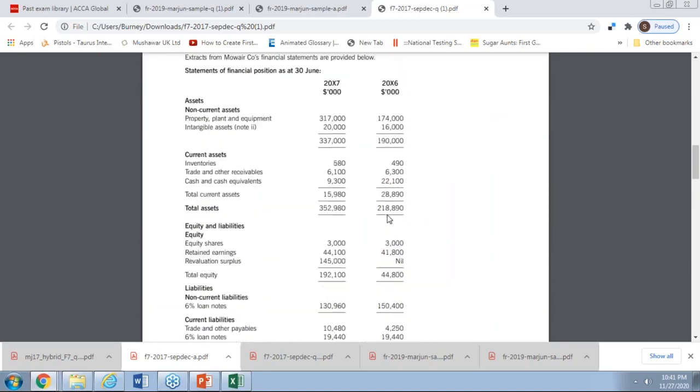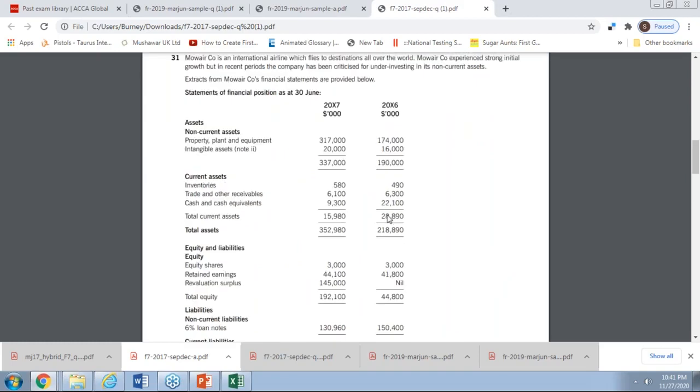Okay, let's start, and you have to identify the differences. Moyer is an international airline which flies to destinations all over the world. Moyer company experienced strong initial growth, but in recent periods, the company has been criticized for underinvesting in non-current assets. That means this is one of the hints in the question: the company has been criticized by different shareholders or different stakeholders that it is not investing enough in non-current assets.